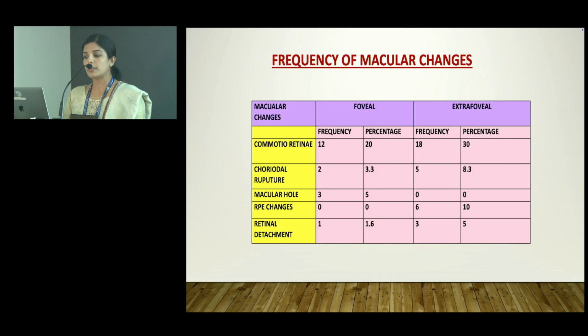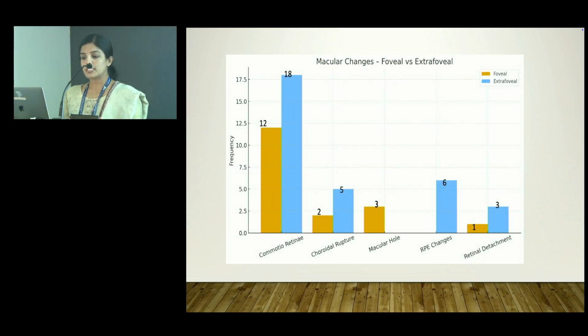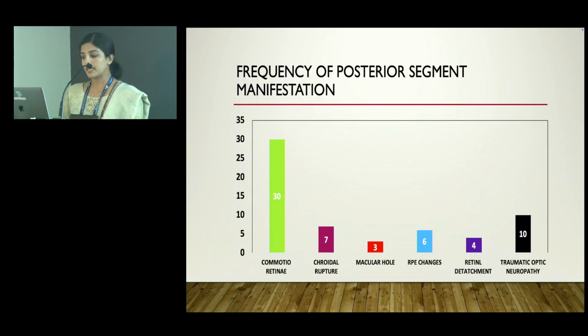The frequency of macular changes was classified as foveal and extrafoveal. From this, commotio retinae has the highest frequency. This bar diagram shows commotio retinae with 18 extrafoveal and 12 foveal cases. The rest had choroidal rupture, macular hole, retinal pigmentary changes, and retinal detachment. And in this, we included traumatic optic neuropathy, having 10 patients.